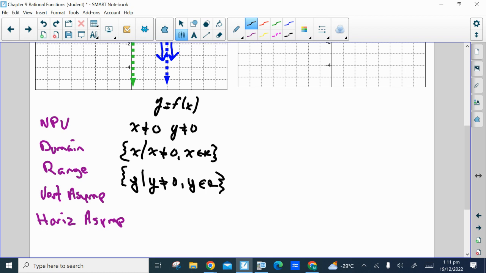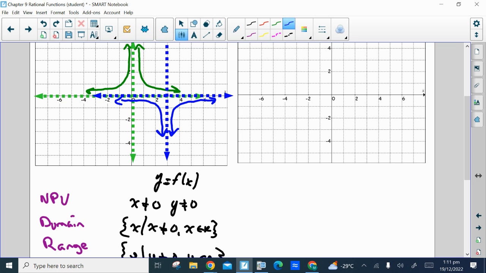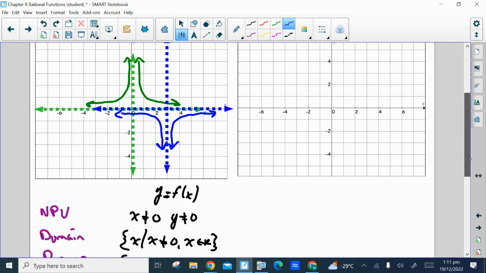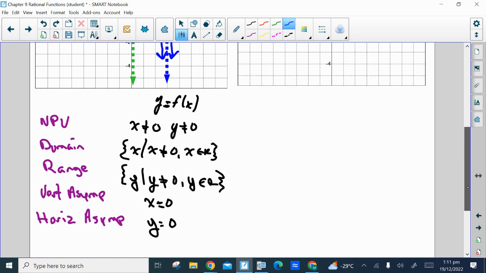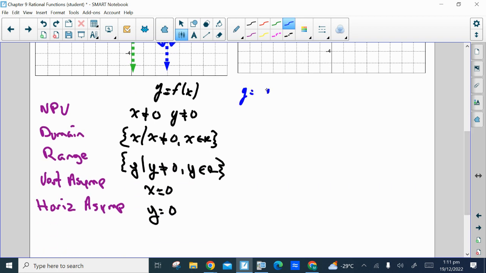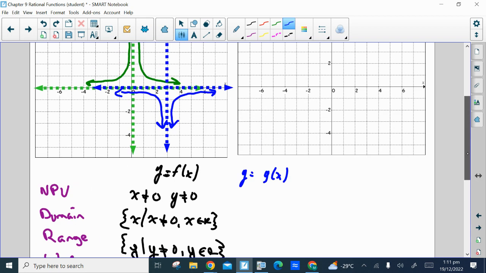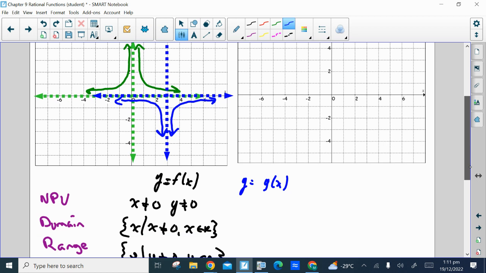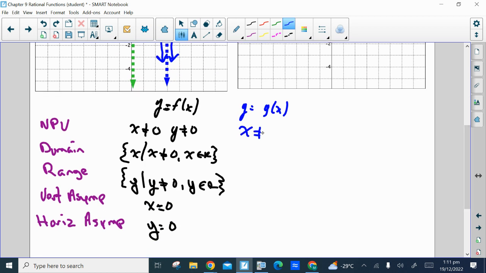Our vertical asymptote is the line x equals 0. It's an equation, so it's got to have a variable and an equal sign. And our horizontal is y can't equal 0. Now, for y equals g at x, here the restriction on x is that it can't equal 3. And y can't equal 0.